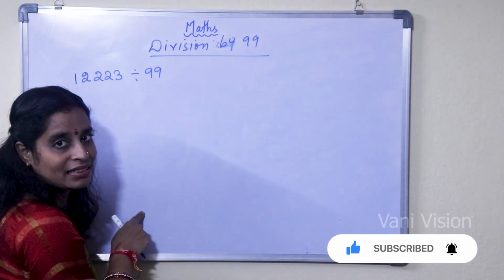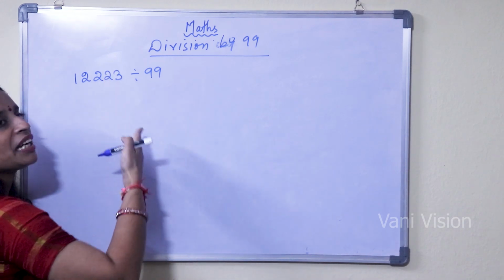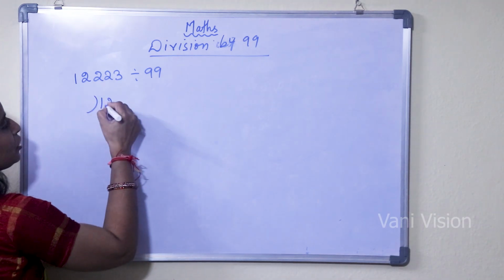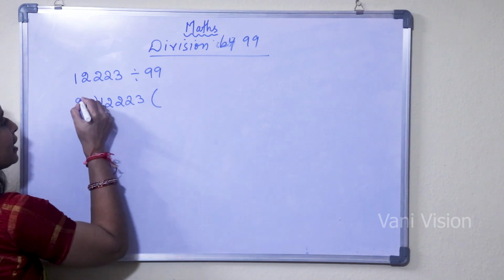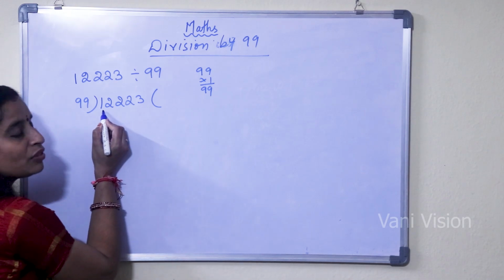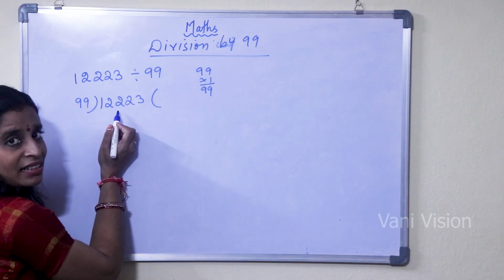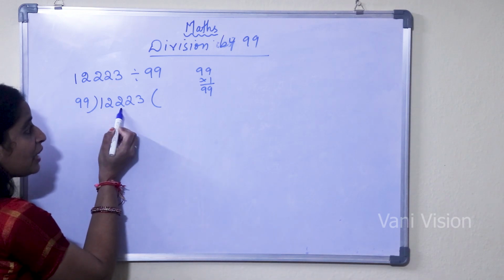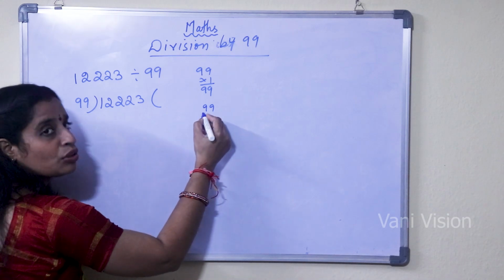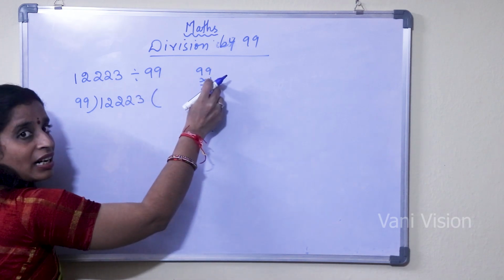To do this division we should know the 9 table, sorry, the 99 table. 12,223 divided by 99. Here we have to consider 3 digits, 122, in general division. 99 ones are 99, which is smaller than 122. 99 twos are 198, which is bigger, so we'll go for 1.